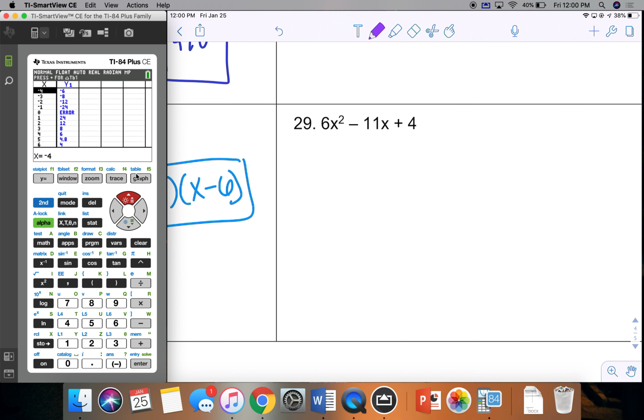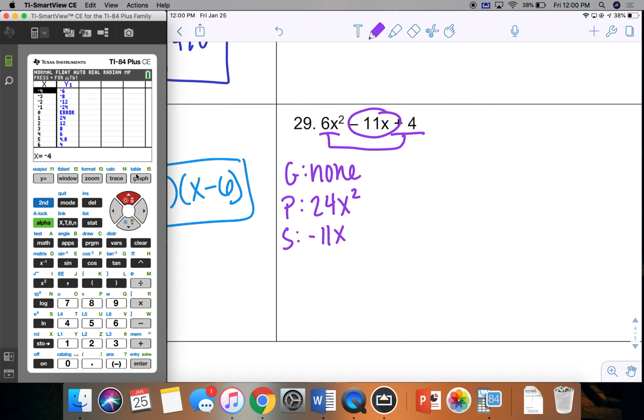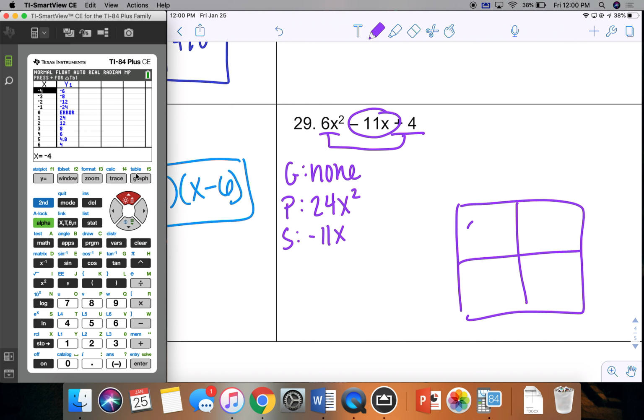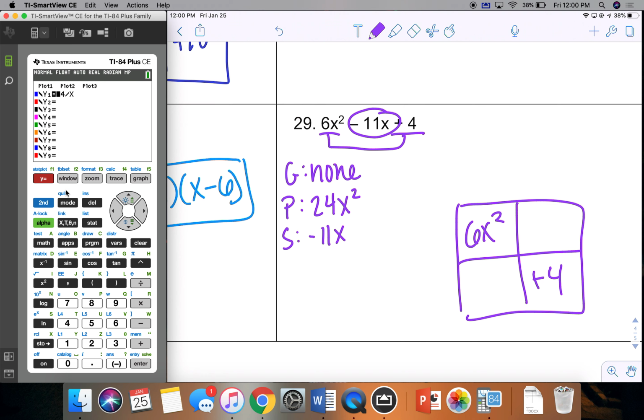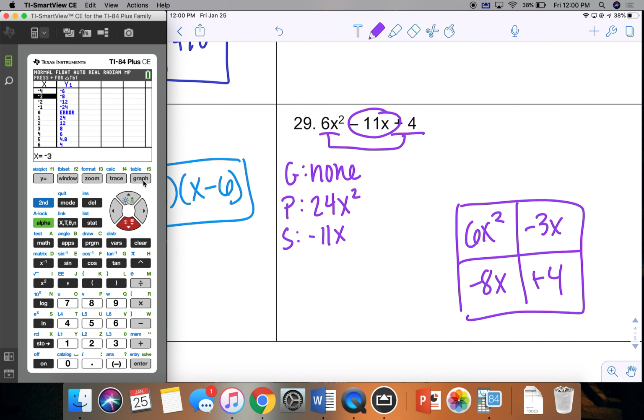29, there are no GCFs here. I don't have anything. 11 and 4 is a 2, 6 is 2 and 3, but 11 is not factorable. So I multiply first times last for my product, so 24x squared. My sum is in the center. I will need the box for this because I don't just have a plain x squared. So I put my product divided by x. I'm searching for a negative 11. Oh, there it is, negative 3x and negative 8x.